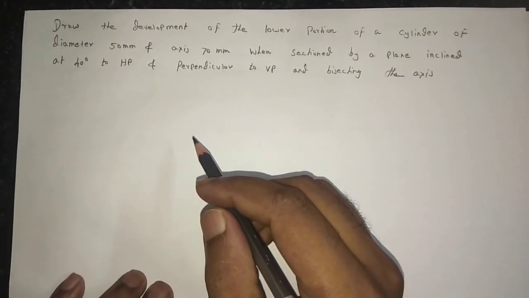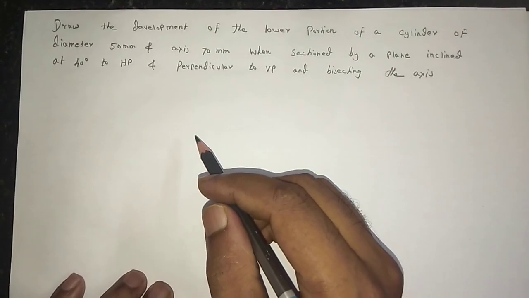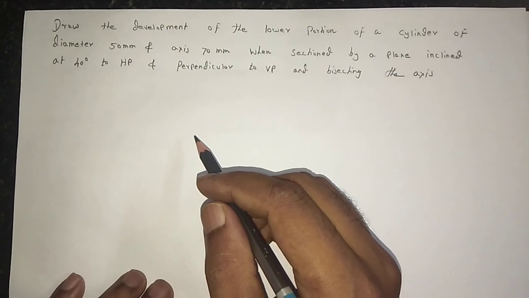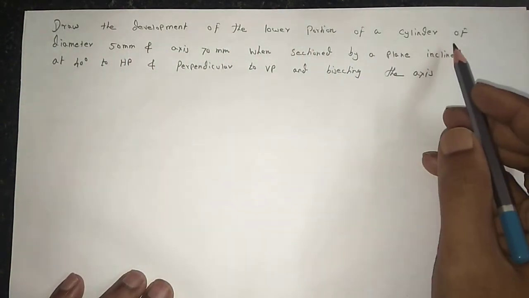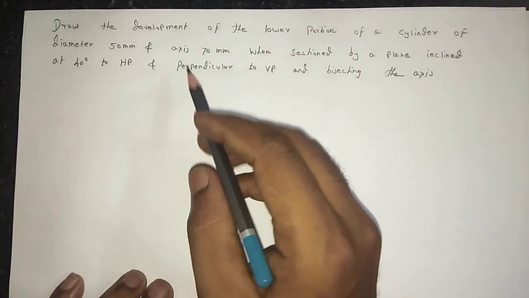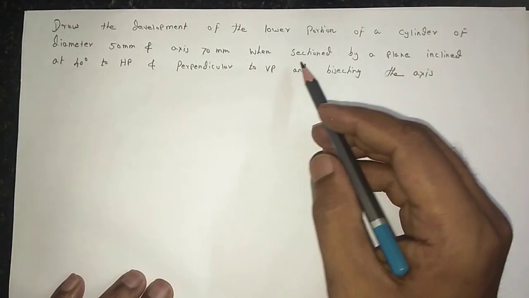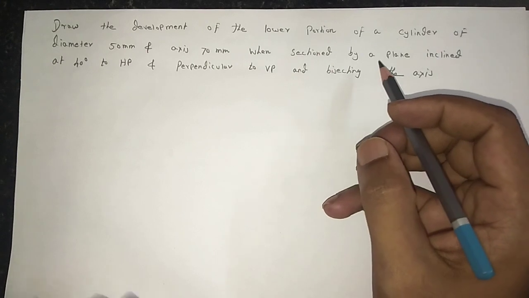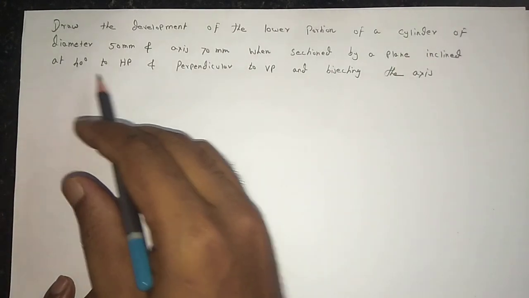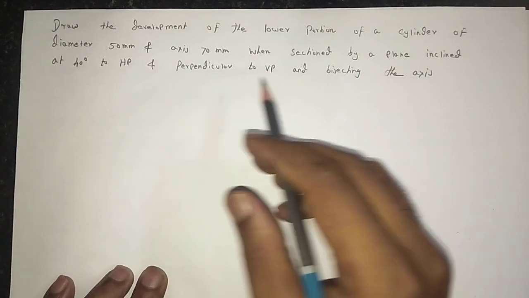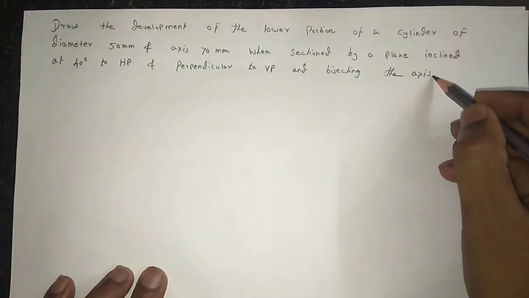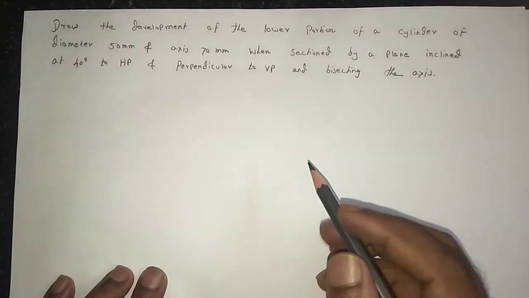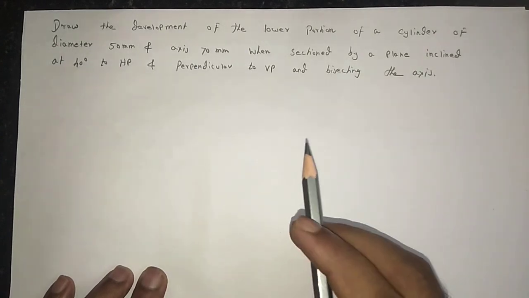In this video, I am going to explain one problem from development of surfaces. The problem is, draw the development of the lower portion of a cylinder of diameter 50 mm and axis 70 mm when sectioned by a plane inclined at 40 degree to HP and perpendicular to VP and bisecting the axis. In the question, they're asking draw the development of the lower portion of the cylinder.